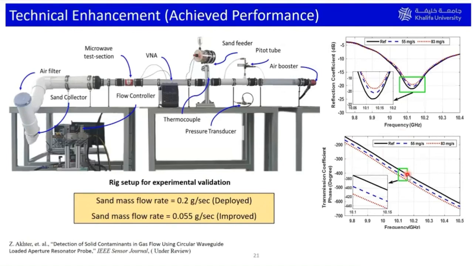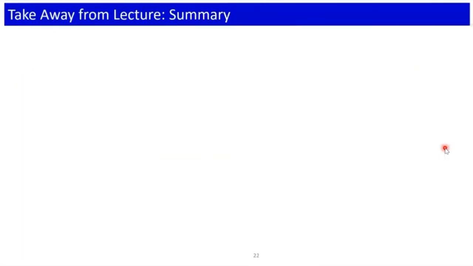Similarly, this can also be seen in terms of phase. We have measured the phase at 3 different instances where the sand was fed at 55 milligrams per second and 3 milligrams per second. So this was another example. Now I'm trying to summarize the whole lecture.